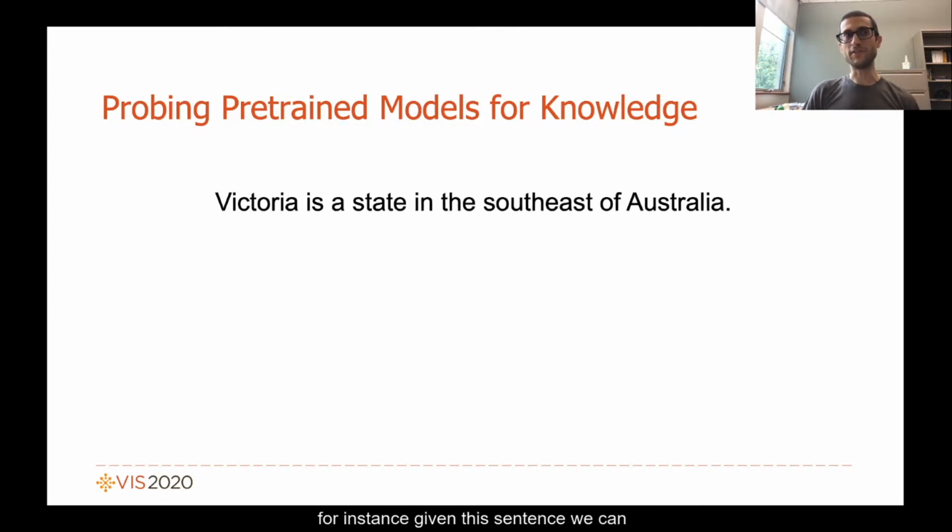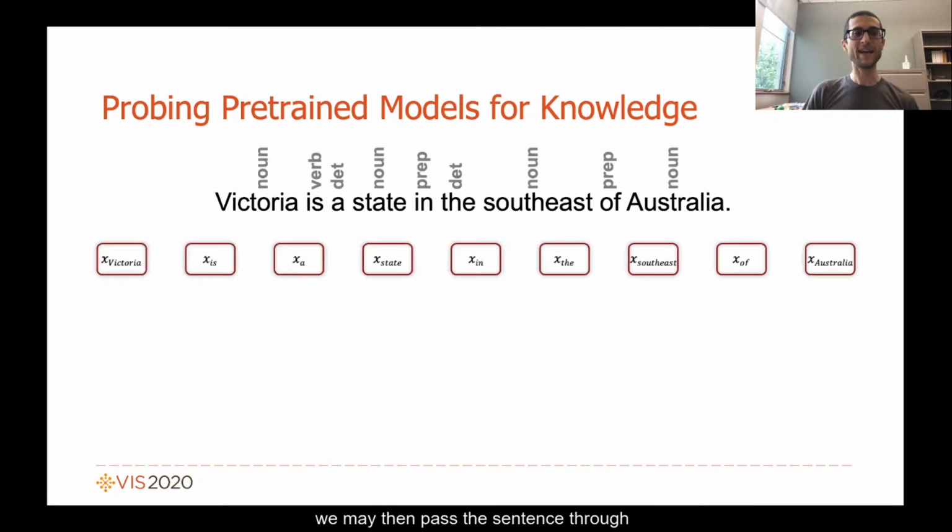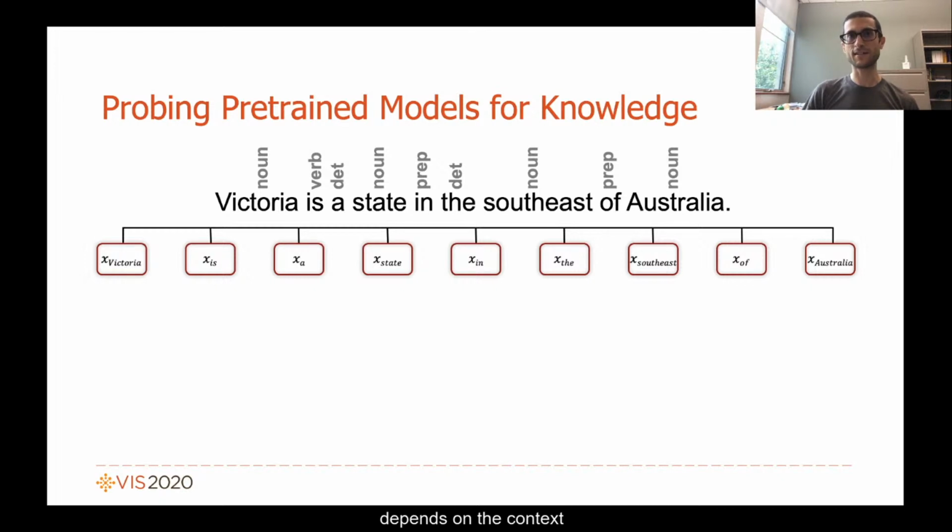For instance, given this sentence, we can annotate each word with its part of speech. We may then pass this sentence through our model and obtain for each word what's known as a contextualized embedding, a vector representation of a word that depends on the context of the given sentence. We can then train a discriminative model from these contextualized embeddings, aimed to solve the task represented by the annotated dataset. Parts of speech are just one type of probe, and there are other forms of knowledge that this methodology can be applied to.